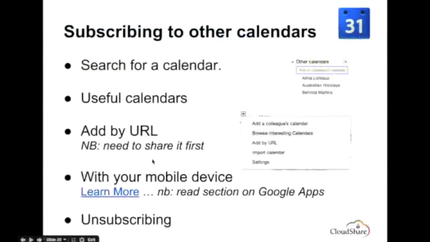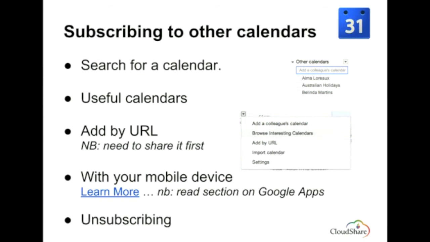The other thing is you can add a calendar by URL. That is, if you find a calendar on a website that someone's using or someone's sharing, you can add that calendar by URL. And you can also set up calendars with your mobile devices. Now, we've put a link there if you want to set up your iPhone or your iPad with your calendars. There's a link there on how you do it. And you can do it in a couple of different ways.